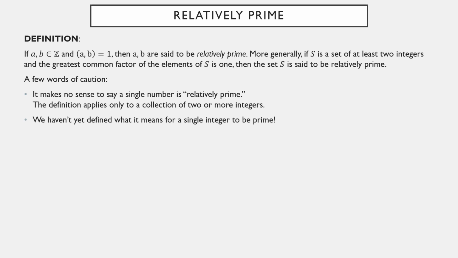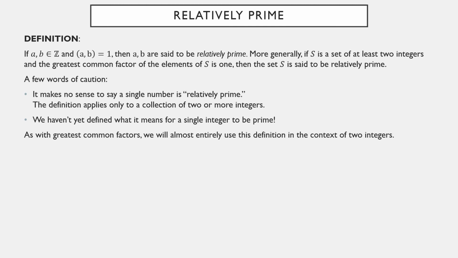Note, we have not defined what it means to be prime. We've only defined what it means to be relatively prime. It actually turns out to be easier to define this first. As with greatest common factors, we're almost always just going to be talking about 2 integers when it comes to relative primality. So let's look at an example.